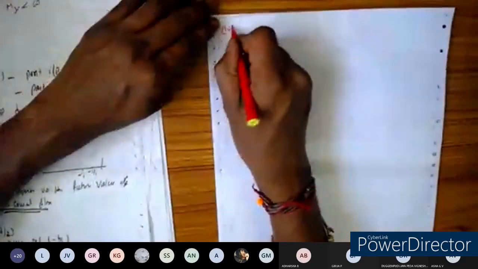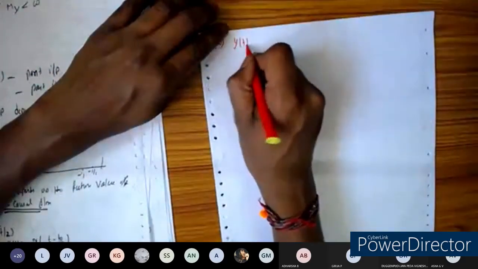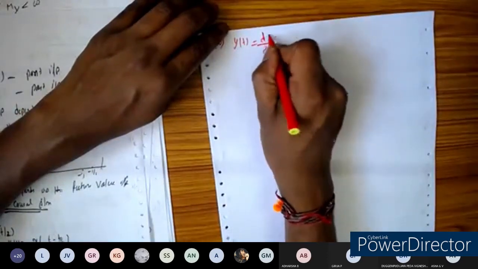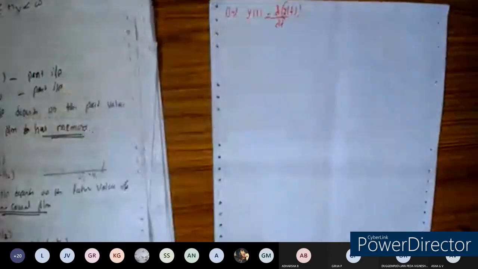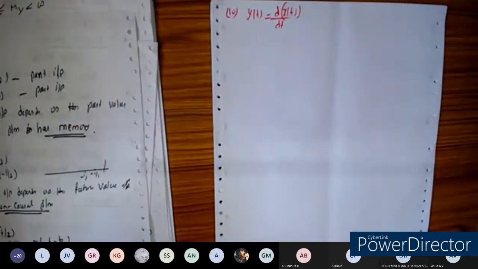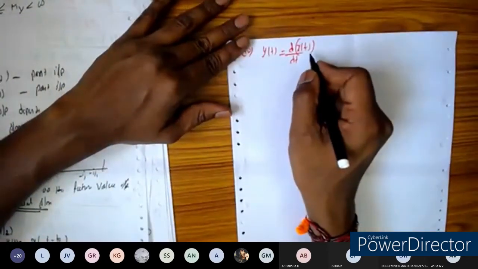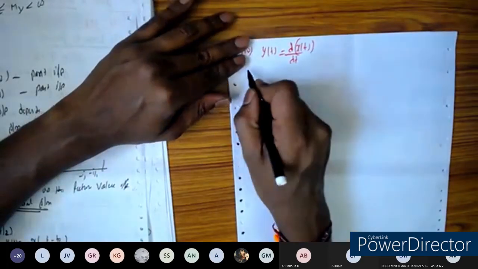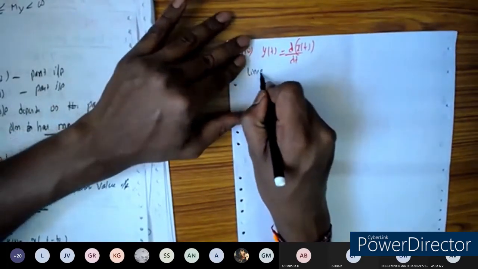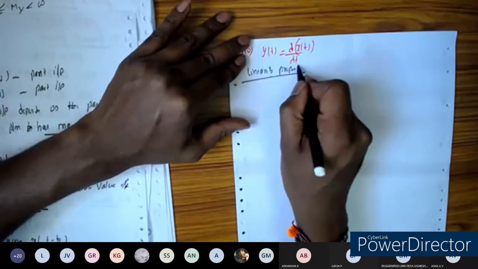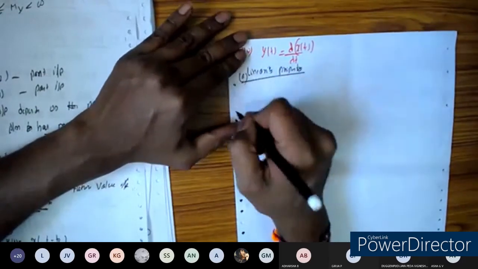So take the next problem. y of t is equal to d by dt of x of t. So the differentiation of the input. We're going to give the input, and the output will be the differentiation of the input. So let us verify the linearity property.